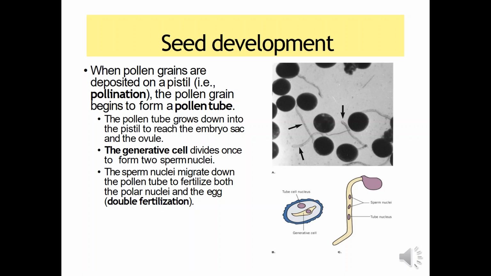Of these two sperm, one will fertilize the egg cell. If you look at the female structure, there is an egg cell. So one sperm will fertilize that egg cell, and the other sperm will fertilize the two polar nuclei, which form the endosperm. Because two fertilizations occur in this process, for plants we call it double fertilization.